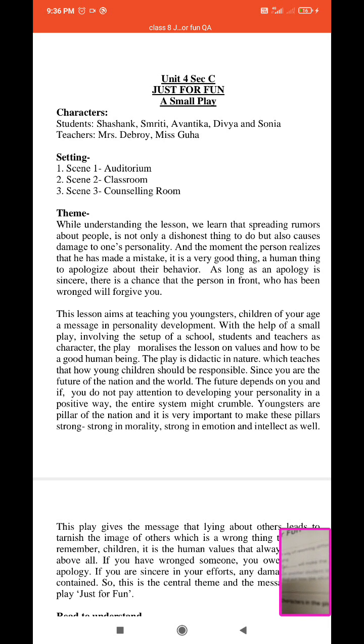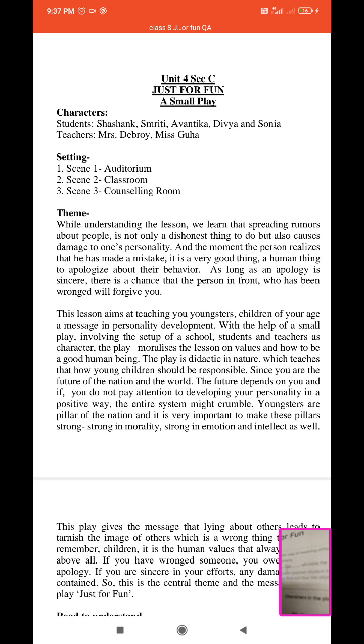As long as an apology is sincere, felt from deep within the heart, there is a chance that the person in front who has been wronged will forgive you. There are chances that you will be forgiven if you have realized your mistake, right? So if you have done something wrong with somebody, there is no harm, there is no shame to accept that mistake and apologize for that. Because due to your wrong behavior, due to your false rumors, you might hamper the growth, the personality, or you might turn a good person into bad.